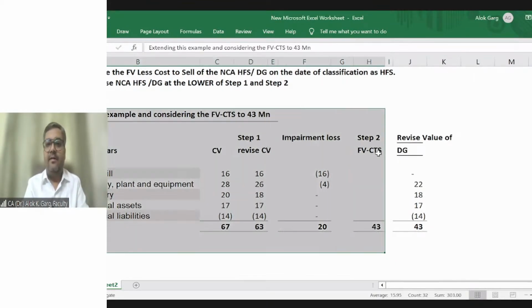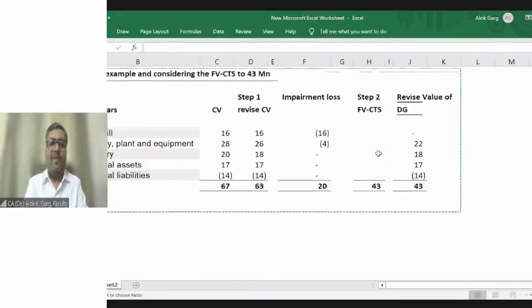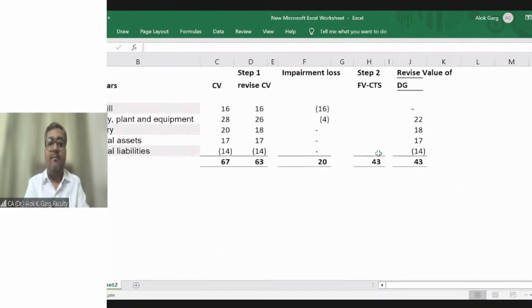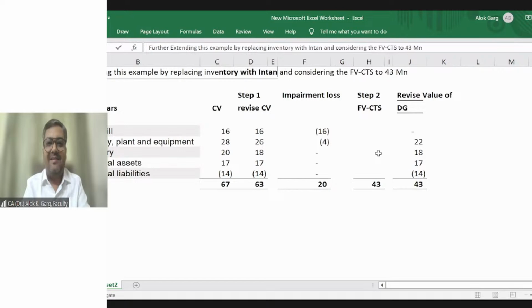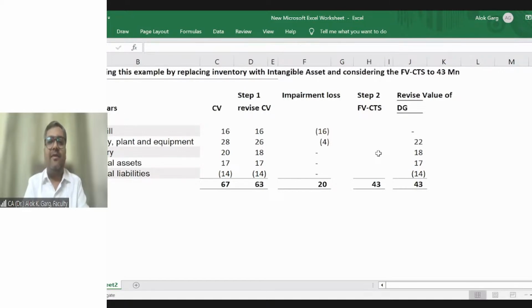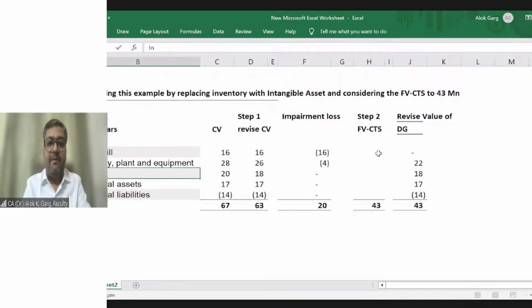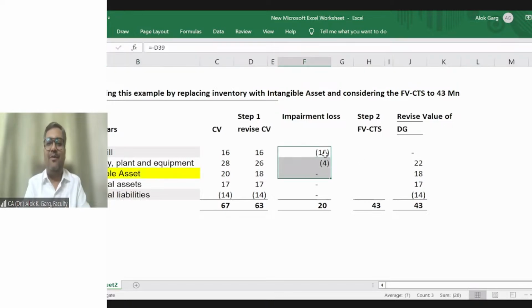Let me further extend this example so that you are completely clear. Further extending this example by replacing inventory with an intangible asset, and considering the fair value less cost to sell of 43 million. So I am replacing this inventory with an intangible asset. Now it becomes an intangible asset. Now please tell me what will be your answer. Impairment loss is 20 million. How to allocate this impairment loss?